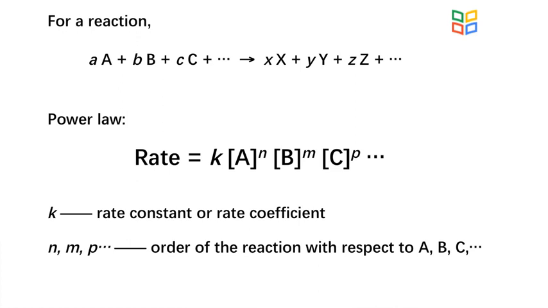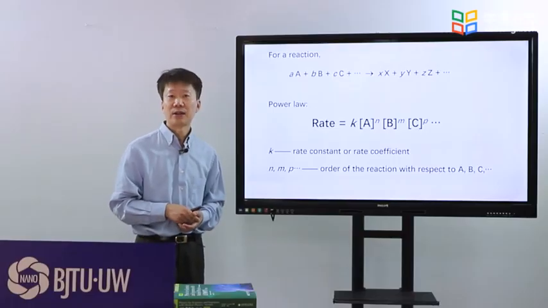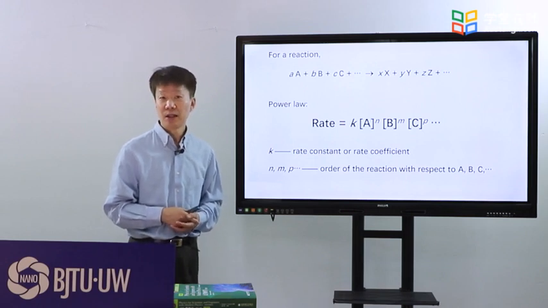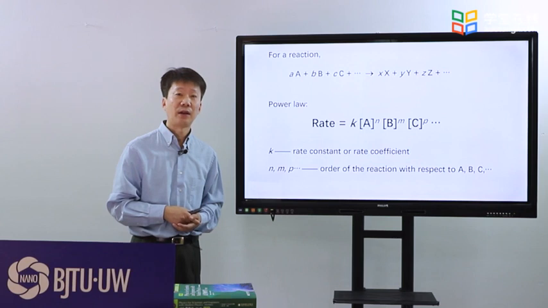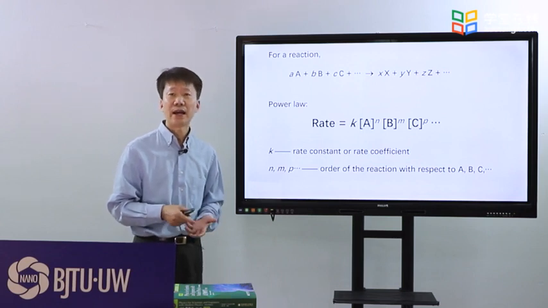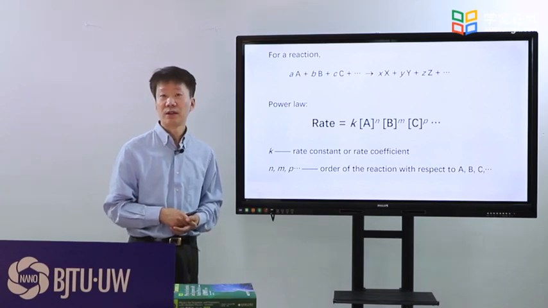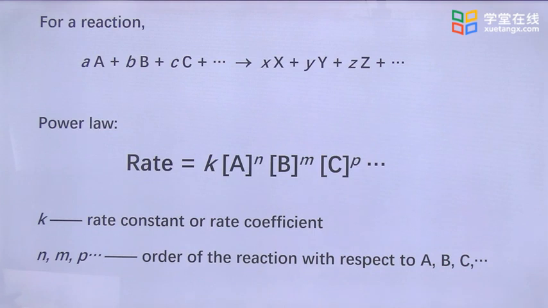For a reaction, A reacts with B and others to give X and others. The rate is written as k times [A] to the power of n times [B] to the m, and so on, where k is the rate constant or rate coefficient. n, m, p are the orders of the reaction with respect to substance A, B, and others.